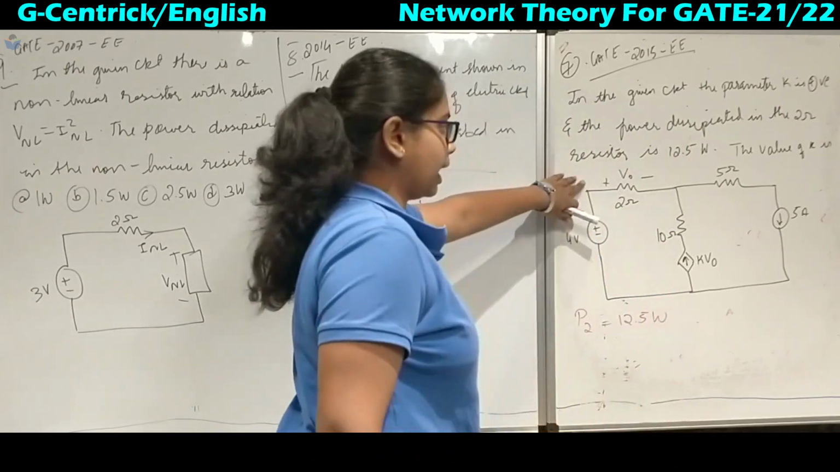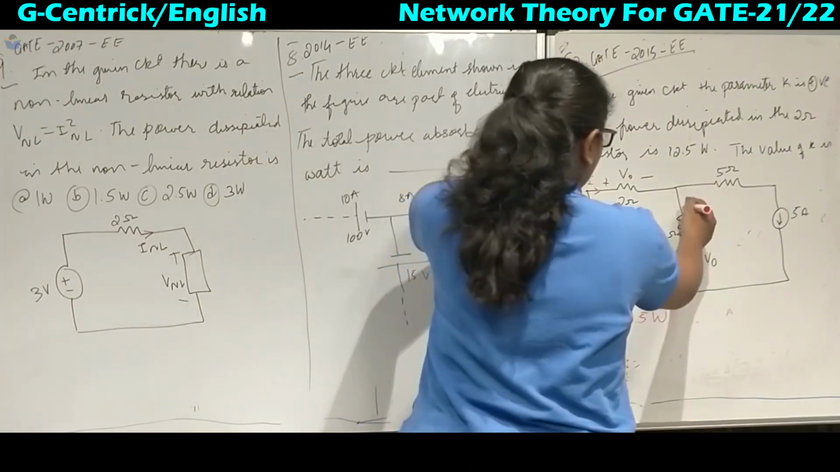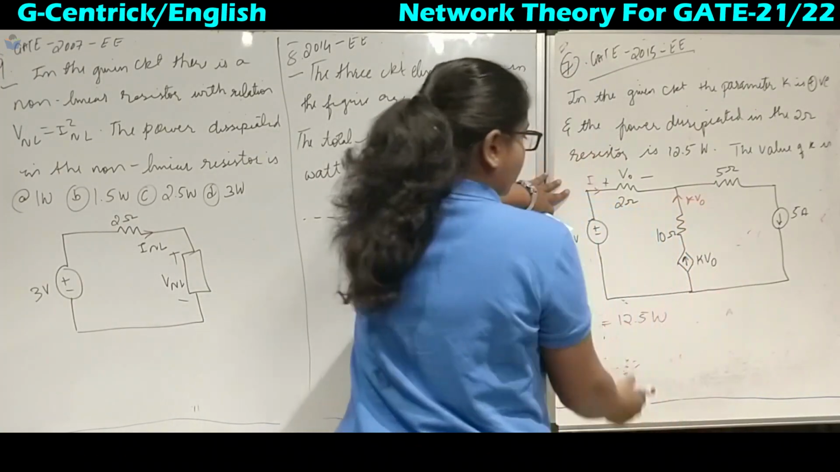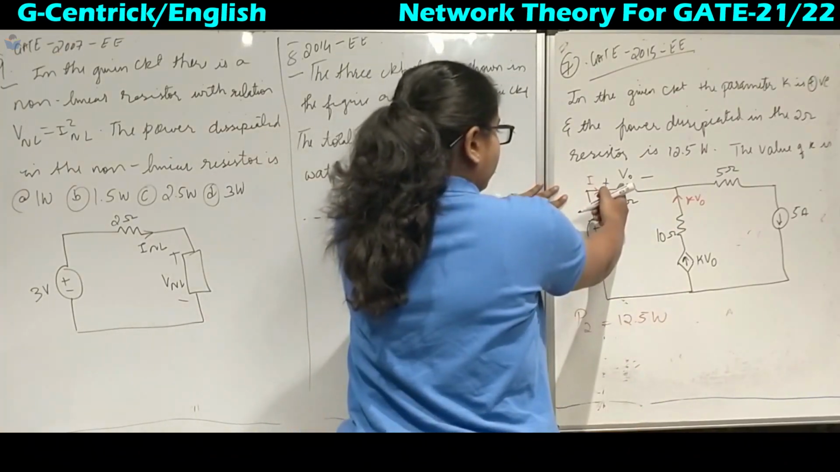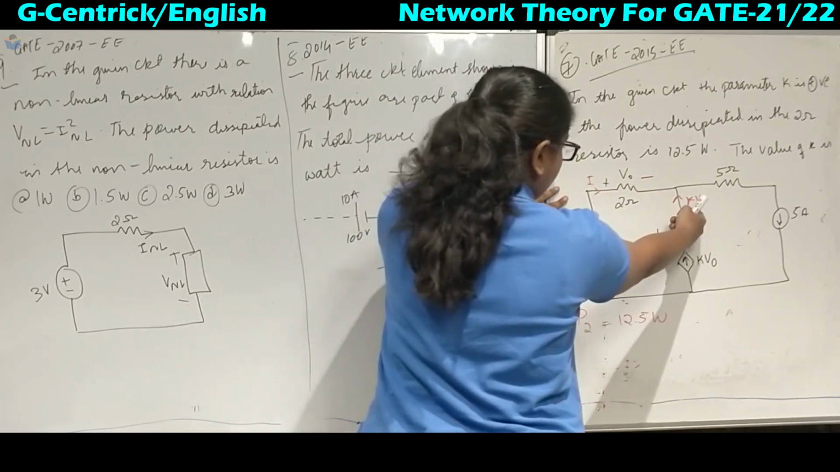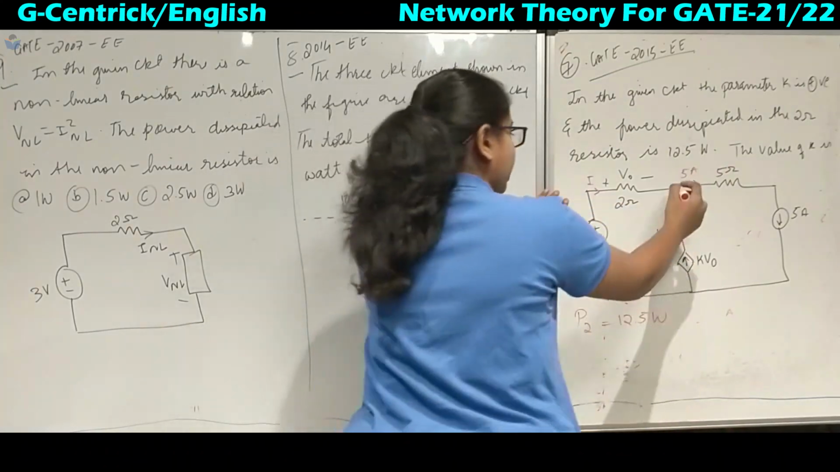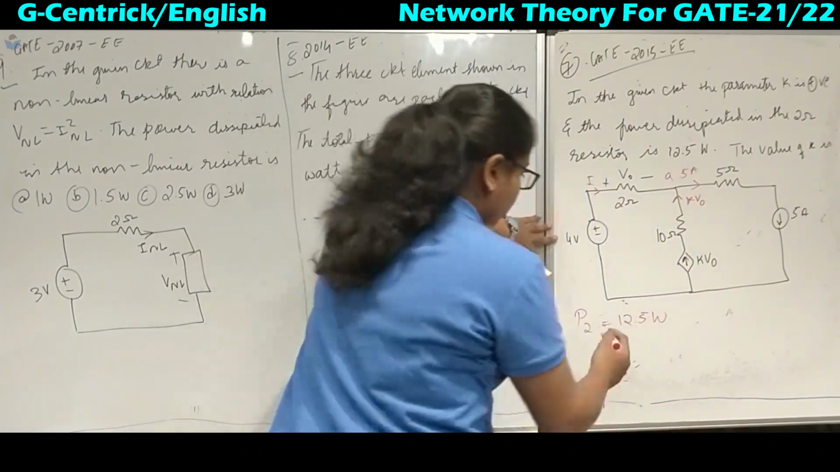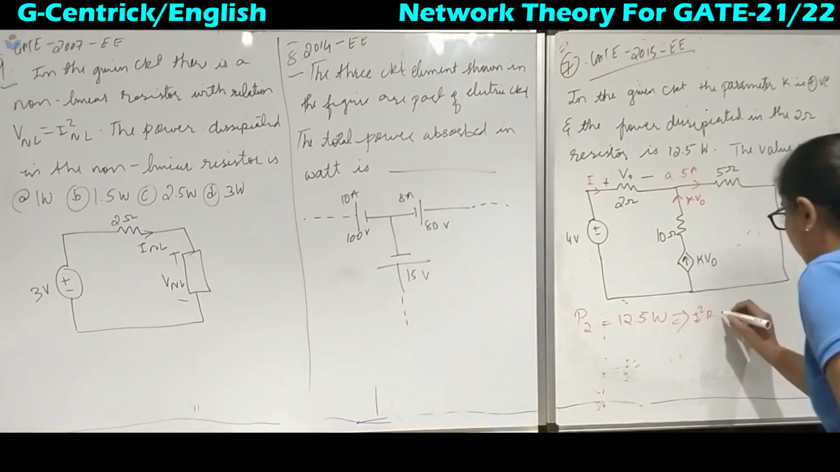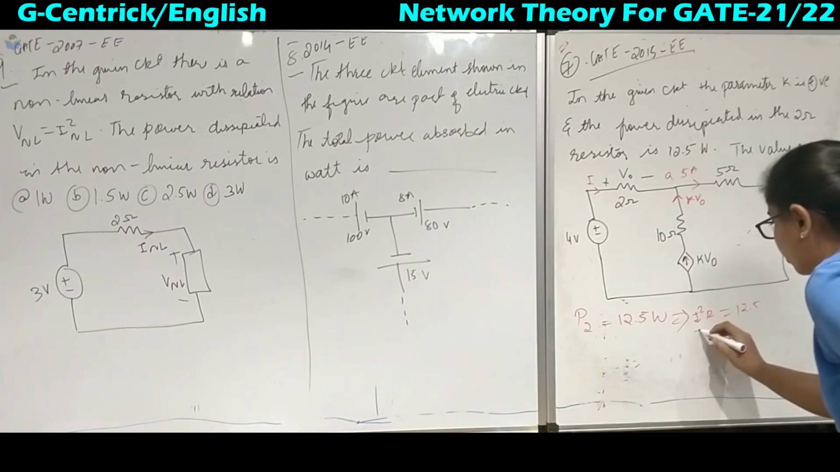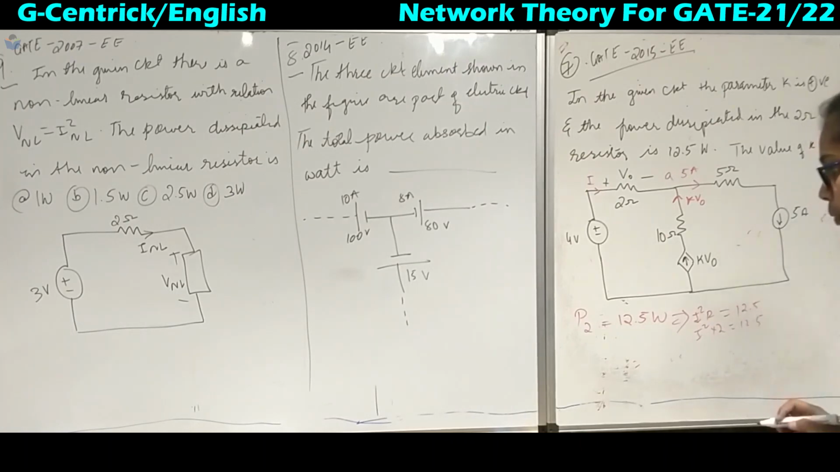So once we know the current I in this branch, then we can easily calculate the value of K V0. This is also a current source, so the value of that is K V0. Once we know the V0 value from this equation, then we can substitute here, and the current from this branch is 5 ampere. Then we can apply the KCL at this node. So this implies I square R is equal to 12.5 and the value of R is 2 ohm.